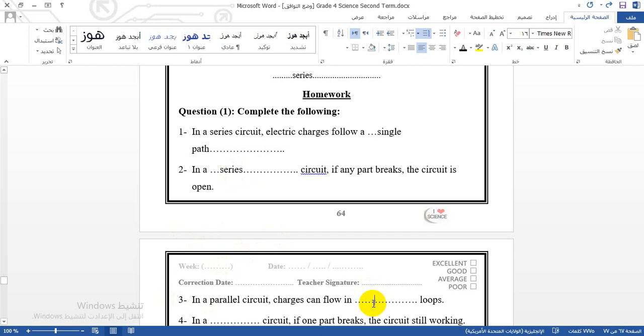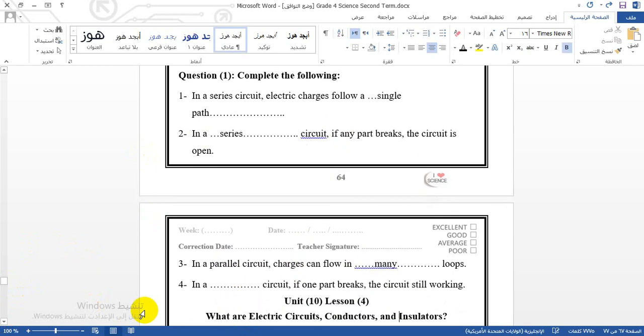In parallel circuits, charges can flow in what? In many loops or different loops, or only one loop? Because they're talking about parallel, it's many or different loops, okay guys. You can write different or many loops, it's up to you.